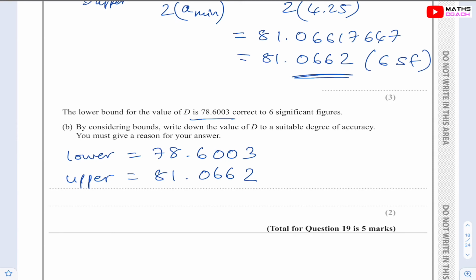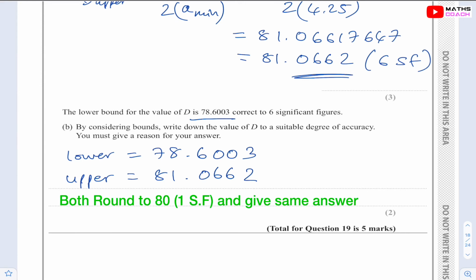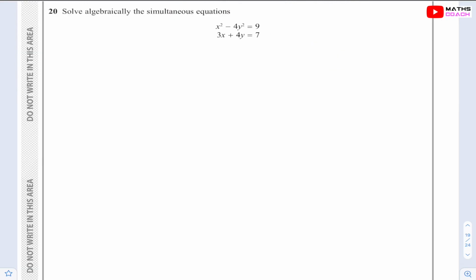To 2 decimal places, they don't match. However, if we were to round to SF, right there and there, they both round to the same value. 78 rounds to 80 and 81 rounds to 80. Question number 20, solve algebraically the simultaneous equations.